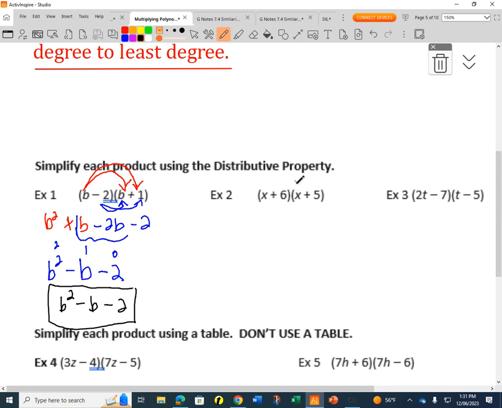So go ahead and try this one. x times x and x times 5.